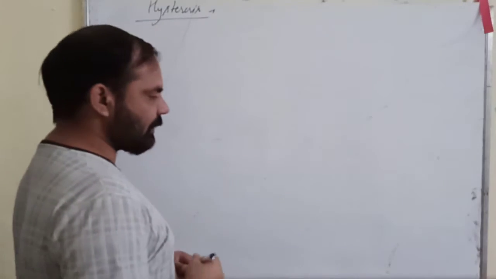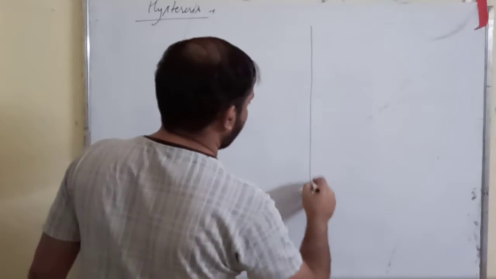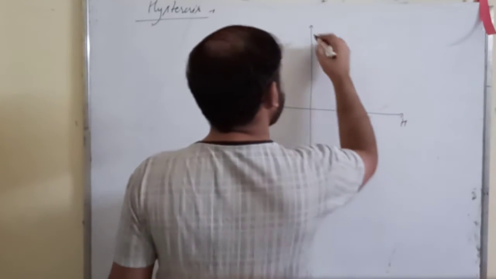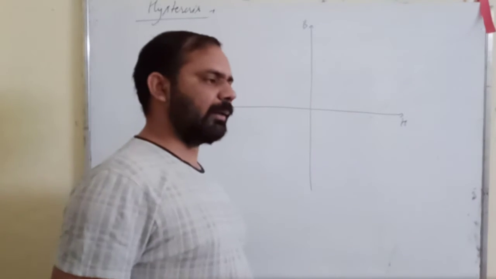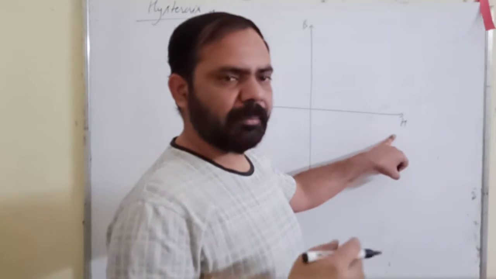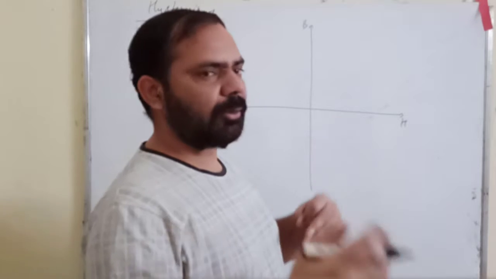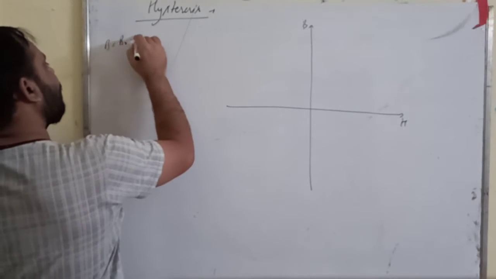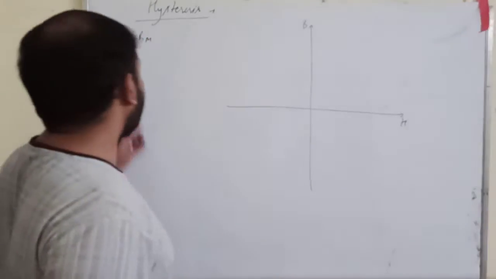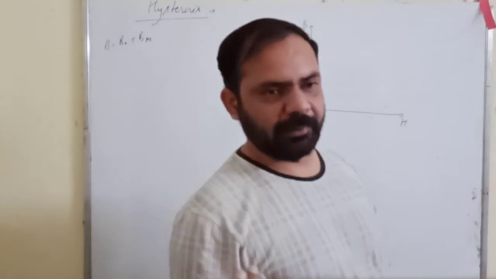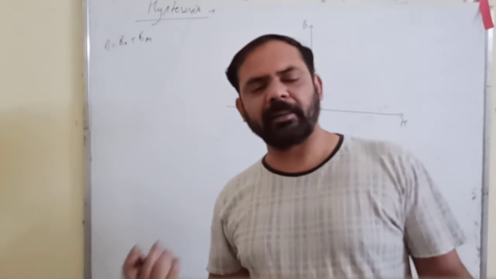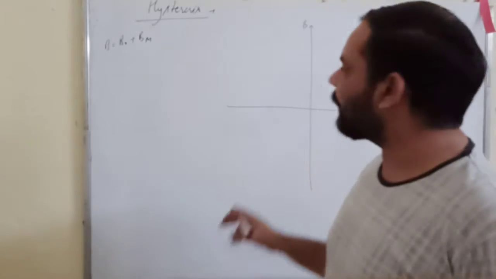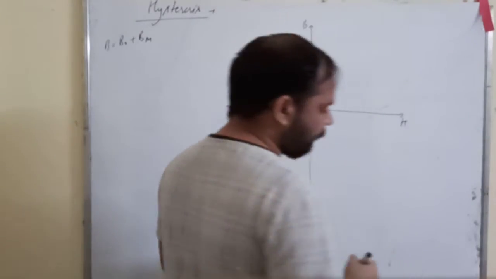So what happens is, when we draw a graph of H and B, H is the intensity of magnetizing field and B is the total magnetic field. How much was B? It was B naught plus Bm. B naught is the external magnetic field, and Bm is the magnetic field due to the magnetization of the material. So the total magnetic field will be B.